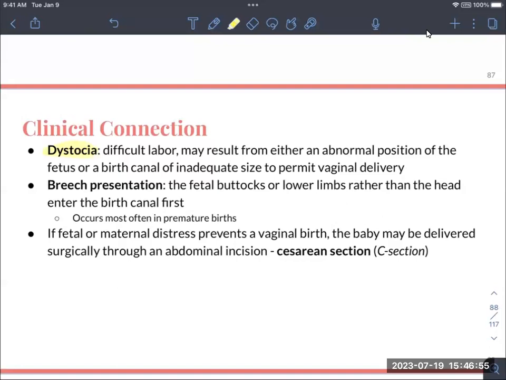Dystocia, difficult labor. It could be because of that fetus being in an abnormal position or that birth canal being too small. A breech presentation, that is where that fetal buttocks or legs are at that cervix instead of the head entering first. This can happen in premature babies. It's more common to see. If fetal or maternal distress prevents a vaginal birth, that is where they'll do that cesarean section, C-section.